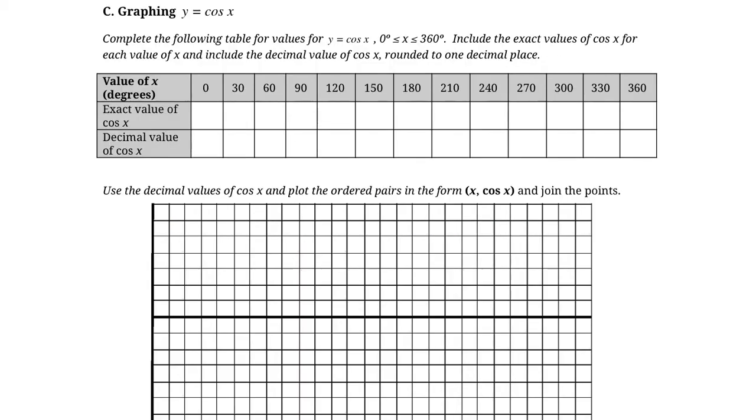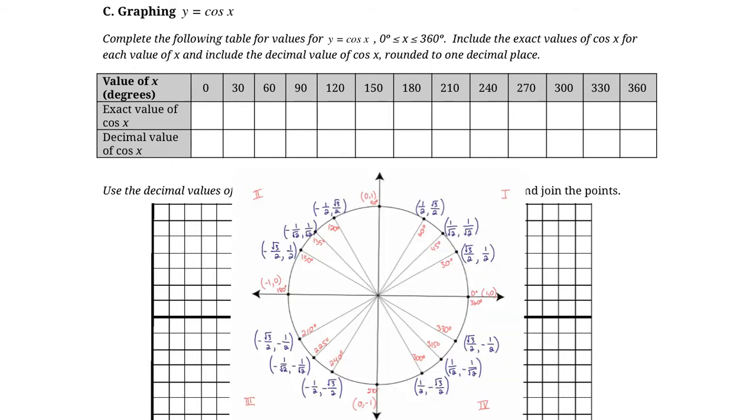And now let's graph this cosine function, but first we need to use our unit circle to fill out this table. So remember, all of our x-coordinates are the cosine of these angles. So the cosine of 0 degrees is just 1. The cosine of 30 degrees is √3/2. The cosine of 60 degrees is 1/2. And you should be able to continue the rest of that row on your own.